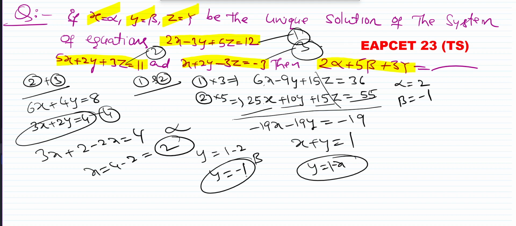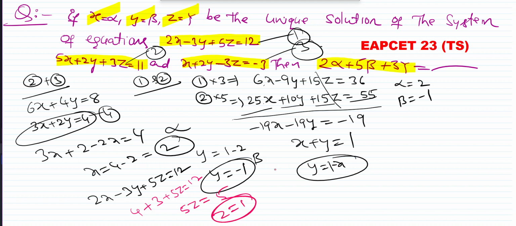Substituting x and y in the first equation, that is 2x minus 3y plus 5z is equal to 12. Substituting in this equation, 2x is 2 into 2, 4, minus 3y is plus 3, plus 5z is equal to 12. From this 5z is equal to 12 minus 7 is 5, z is equal to 1. That means the gamma value, gamma is equal to 1.